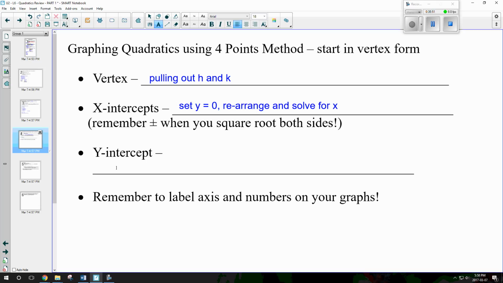And then our last one is our y-intercept. For our y-intercept, remember, that's just where we set x equal to 0 and we solve for y. And to solve for y, we just follow our basic BEDMAS rules of doing inside the bracket first, then our exponent, then our multiplication, and then our adding or subtracting.